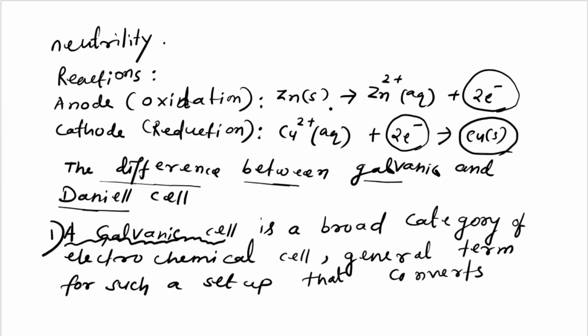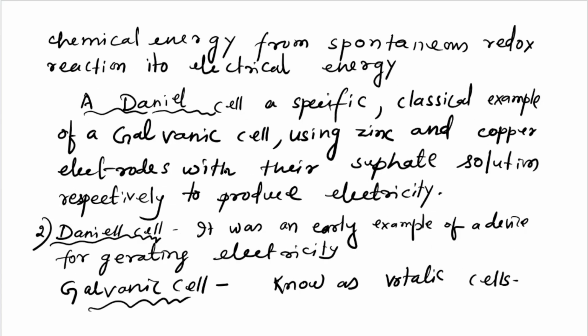Now what are the main differences between galvanic and Daniell cell? A galvanic cell is a broad category of electrochemical cell. It is the general term for such a setup that converts chemical energy to electrical energy, from which reaction? Spontaneous redox reaction. Why is it called a redox reaction? You know, redox reaction means oxidation and reduction both take place.